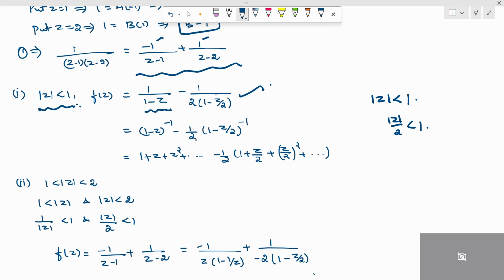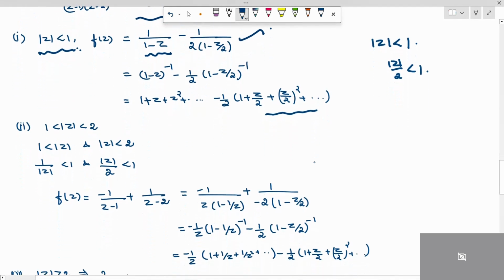Here also minus 1 by 2 into 1 minus z by 2 whole power minus 1. And then apply the binomial expansion formula, which is in the form of 1 minus x whole power minus 1. Instead of x, here z is there: 1 plus z square plus etc. Here also the same formula we used: minus 1 by 2, 1 plus z by 2 plus z by 2 whole square plus etc.